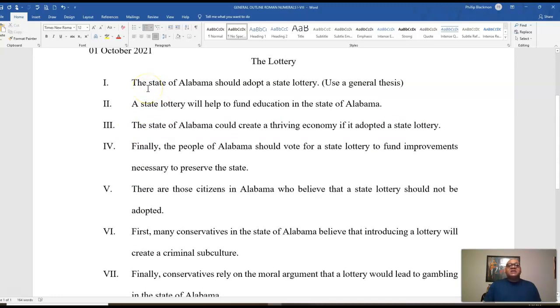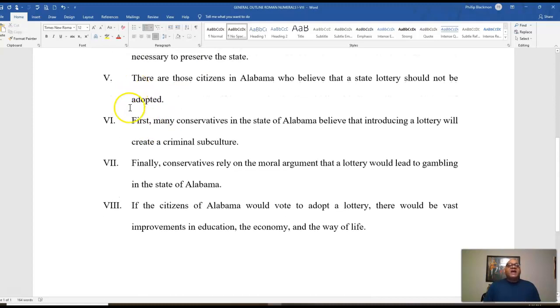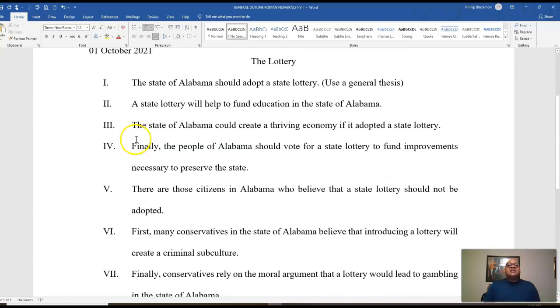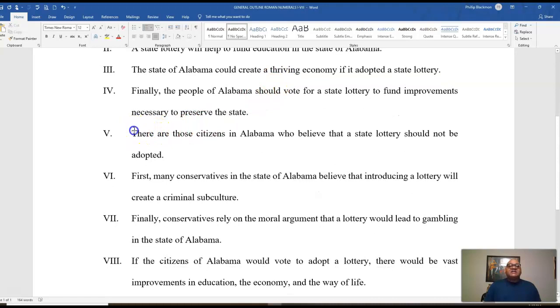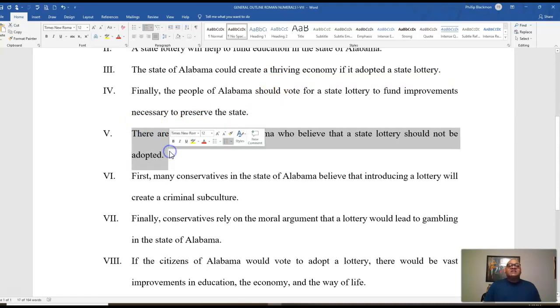Somebody disagrees with me. If everybody in the state of Alabama agreed that the state needed a lottery, there would be no argument, okay? So because there is an argument here, I have to give the other side. Roman numerals number 5, 6, and 7 deal with the opposing view to my thesis statement. So if my thesis statement says the state of Alabama should adopt a state lottery, Roman numeral number 5 is another general thesis that introduces my opposing view.